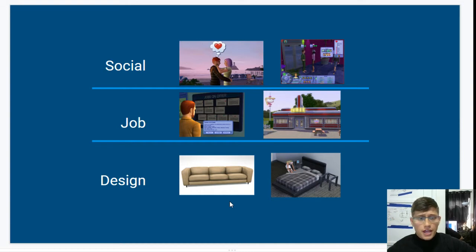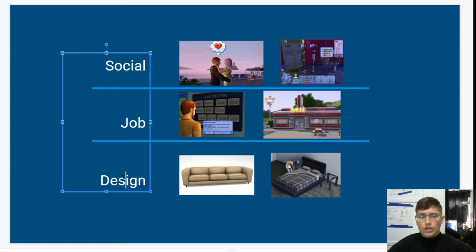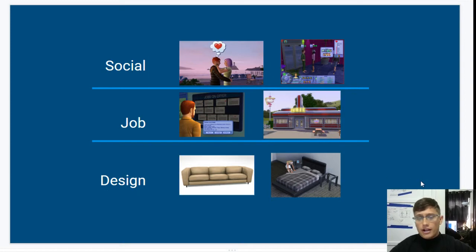All right, what's going on here? So this is The Sims. In The Sims, you've got these social things where you could try to get a girlfriend or a boyfriend or whatever. Maybe get married, have kids. You've also got your job. You could sign up for a job, get a way to make some money, and then you have the design aspect where you go into your house and you buy the cool couch, you get the cool bed, all that stuff.